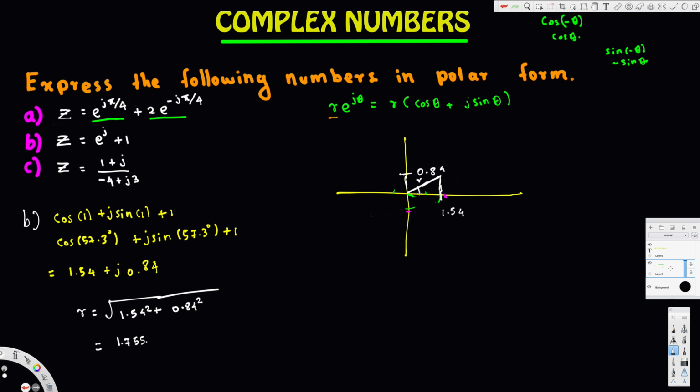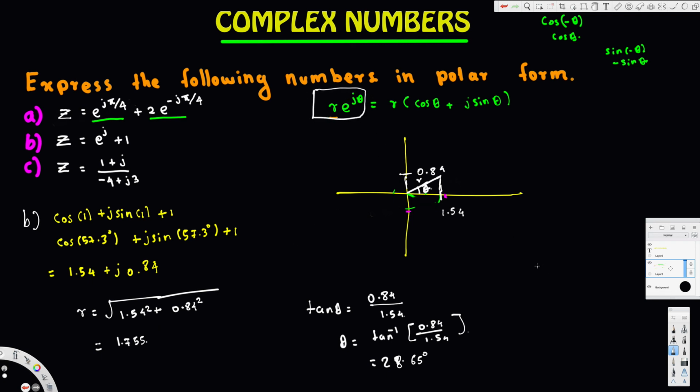Now we have to find out the angle from here to here. Let's call this one theta. So tan theta is going to be opposite, that is 0.84, divided by the adjacent, that's 1.54. Therefore theta is going to be tan inverse of 0.84 divided by 1.54, and that's going to give us 28.65 degrees. So we have the angle and the R value, that's the distance. So we can finally express our complex number in polar form like this: 1.755 e power j 28.65 degrees. So this is going to be our final answer. And that's it for this one.